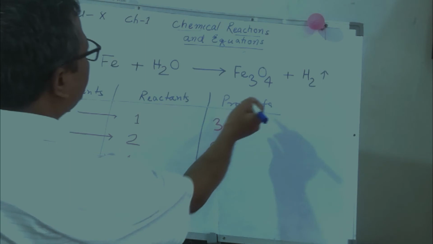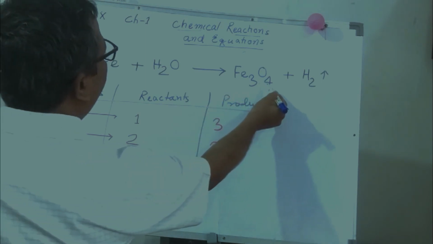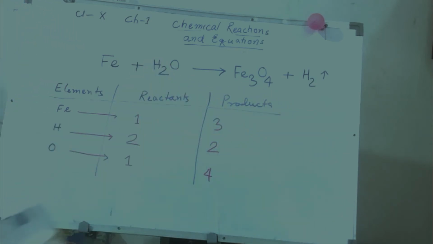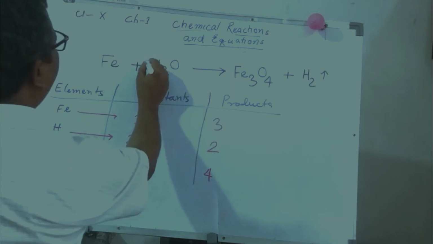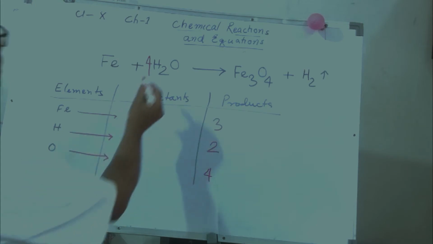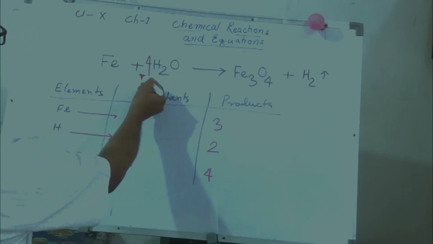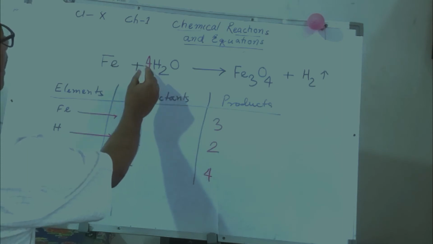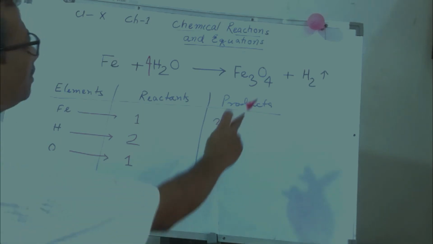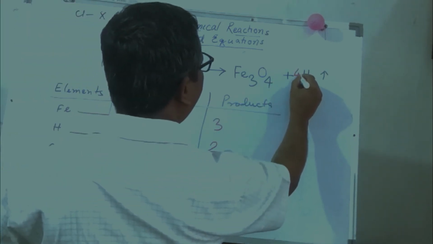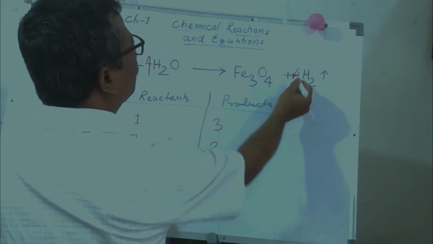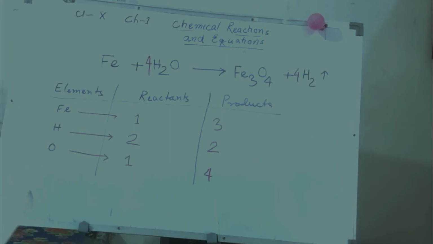How can we balance it? The maximum number of atoms is there, O4. So to make it 4, we will multiply water by 4. 4 is the coefficient. How many oxygen on the reactant side now? Oxygen is 4. Hydrogen is 4 times 2, which is 8. So here we have to multiply by 4. The coefficient of hydrogen is also 4. 4 into 2 is equal to 8.